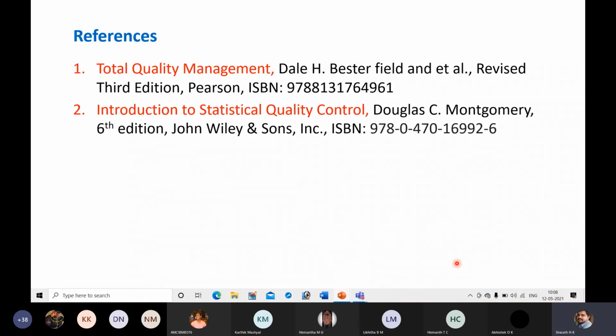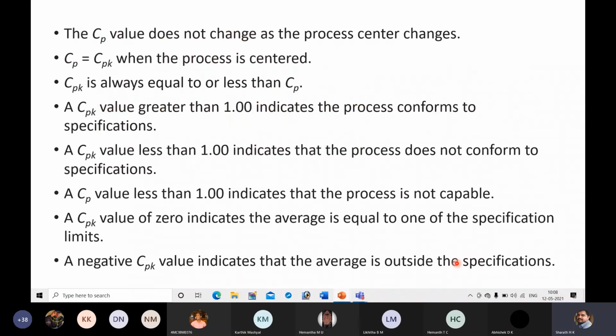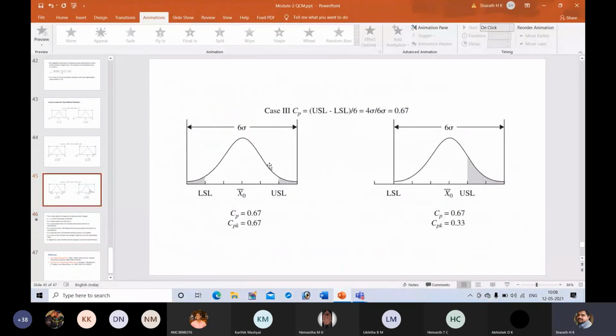So these are the conclusions you can draw from the previous normal distribution curves by considering center and off center values.